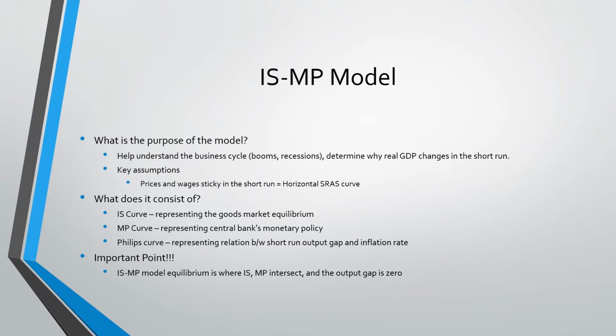A really important point about this model is that it's in equilibrium at the point where IS and MP intersect and the output gap is zero. That last point about the output gap being zero is extremely important, because if there is an output gap, positive or negative, that means that you're not in equilibrium, and that means that you're either in a recession or a boom at that point.